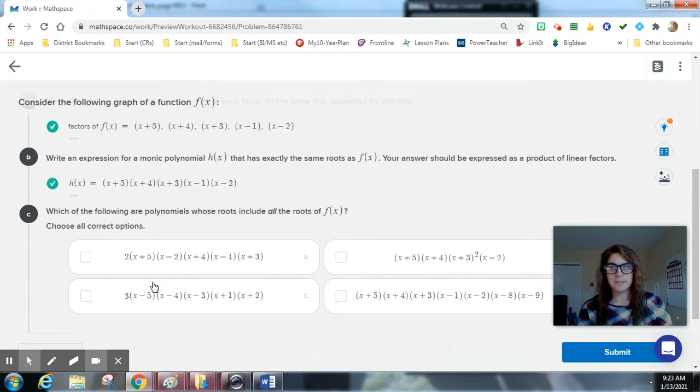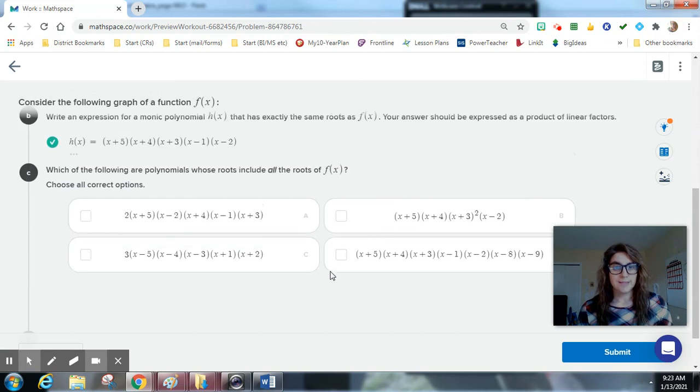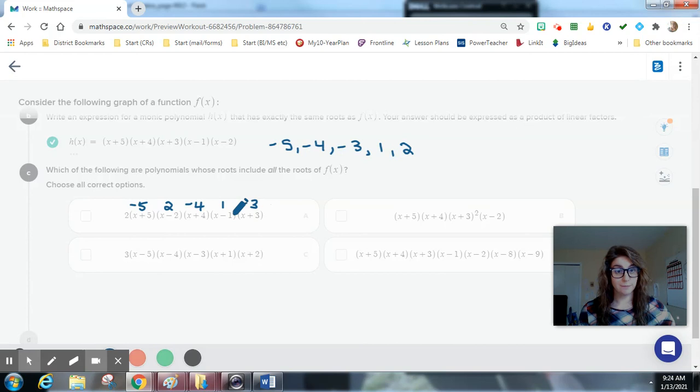Okay. And now part C is which of the following are polynomials whose roots include all of those that we had previously. So we have to have all of the roots that were, let's write them back down again. So we need a root of a -5, a -4, -3, a +1, and a 2. So when I look at each of these, this one has a -5, a +2, a -4, a 1, and a -3. So that's definitely going to be one of them, has all of those numbers.